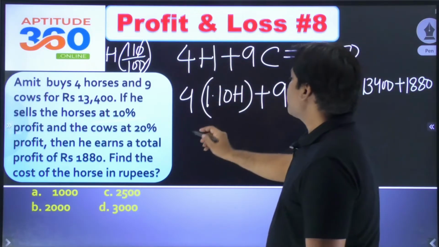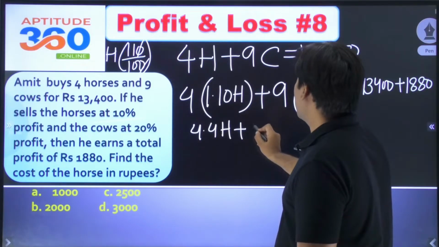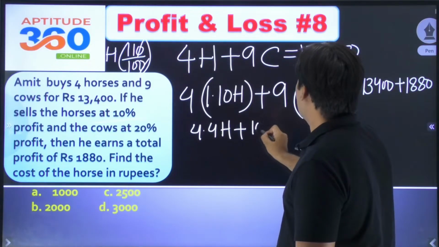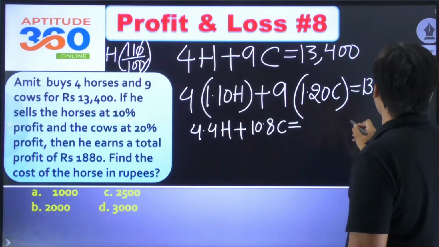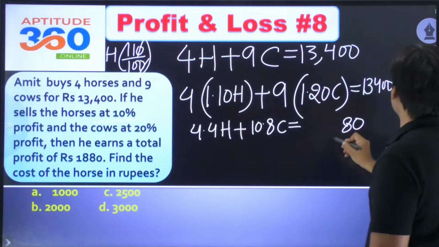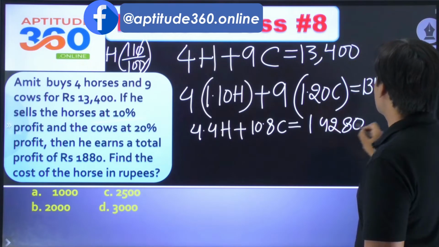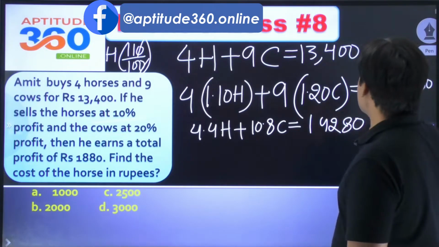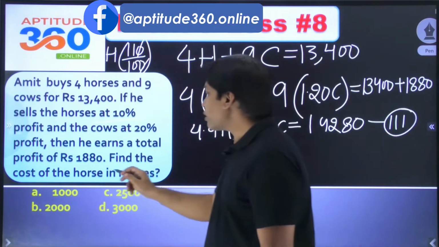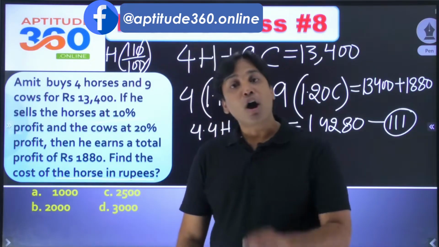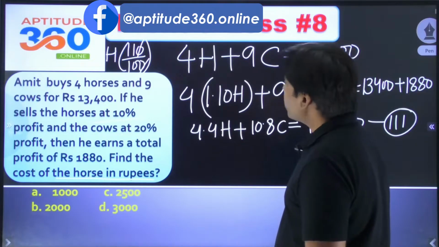Now what is that we should be doing? This equation is 4.4H plus 10.80C is equal to these values. So this is going to be 80. So this much. So this is your third equation. And what is that you have to find out? You have to find out what is the cost price of horses. If you have to find out cost price of horses, what is that you should be doing?